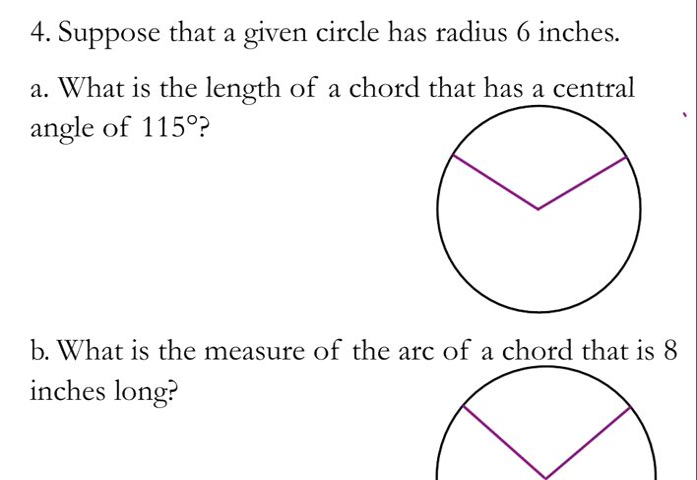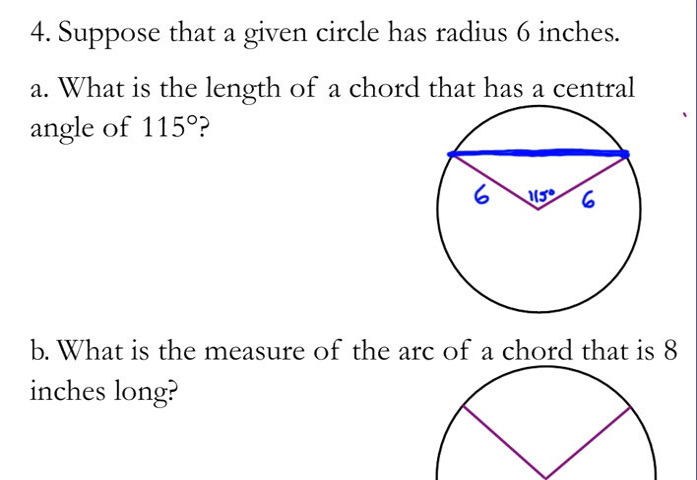So let's label what we know. The radius of this circle is 6 inches. So I can mark 6 inches here. I can mark 6 inches here, because those are both radii, correct? It wants the length of a chord. So what this is talking about is if this is 115 degrees right here, it's talking about this chord right here. It's wanting to know the length of that chord.